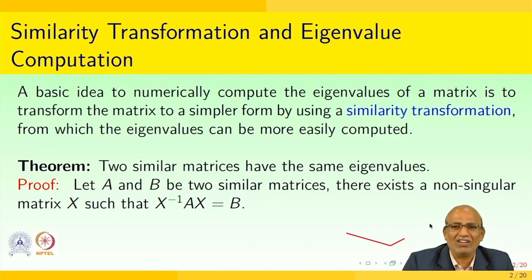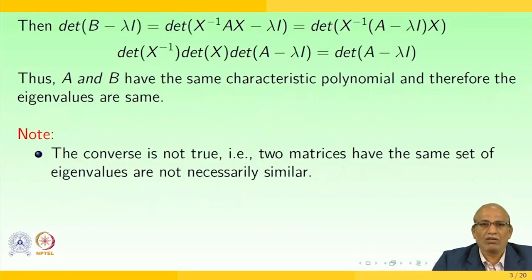So I call A and B similar matrices if I am able to find a non-singular matrix X such that X inverse AX is the matrix B. Since applying elementary operations over the matrix A gives another matrix, these two matrices will obviously have the same eigenvalues. Thereby you get a non-singular matrix X such that X inverse AX is equal to B.